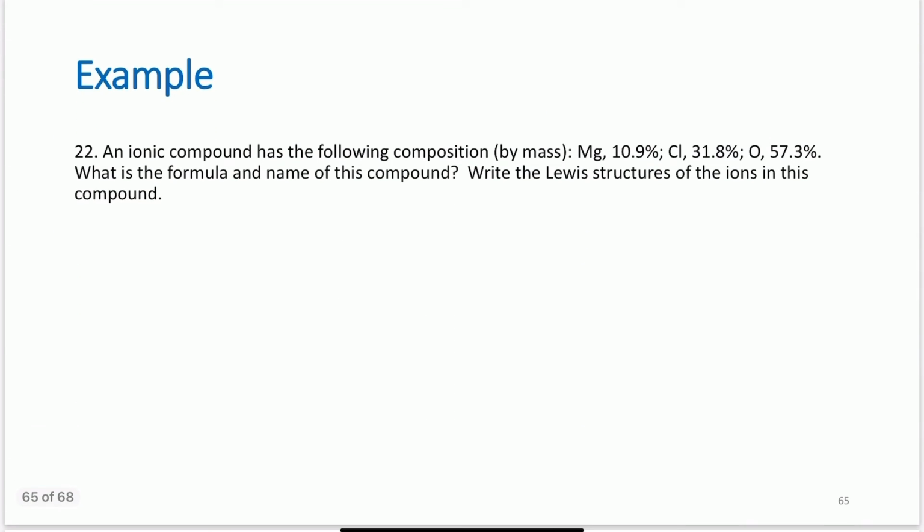An ionic compound has the following composition by mass: magnesium 10.9%, chlorine 31.8%, oxygen 57.3%. What is the formula and name of this compound? Write the Lewis structures of the ions in this compound. So this is doing empirical formula and then figuring out the Lewis structure.